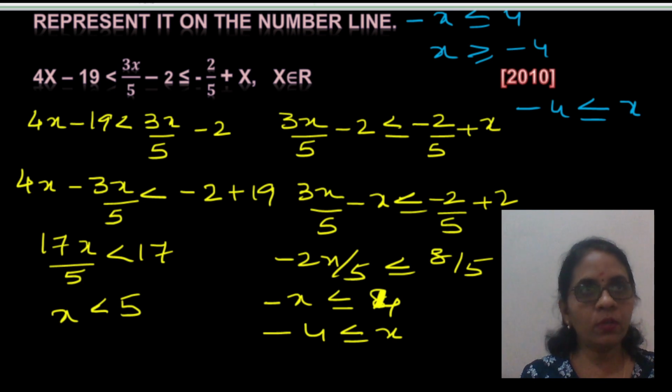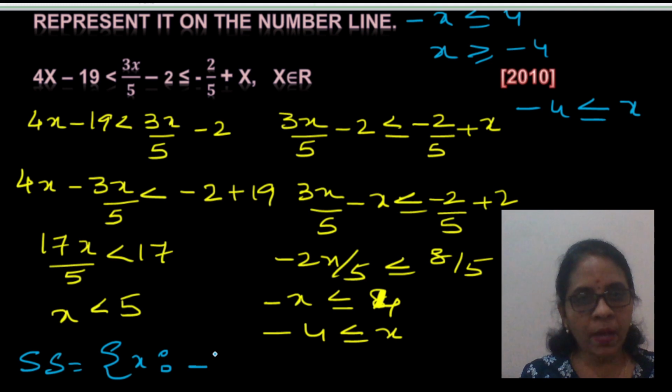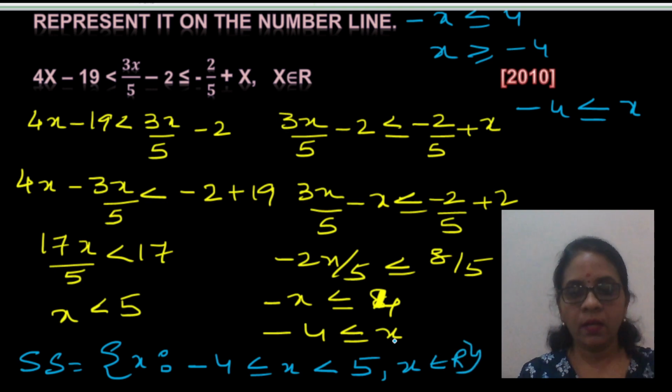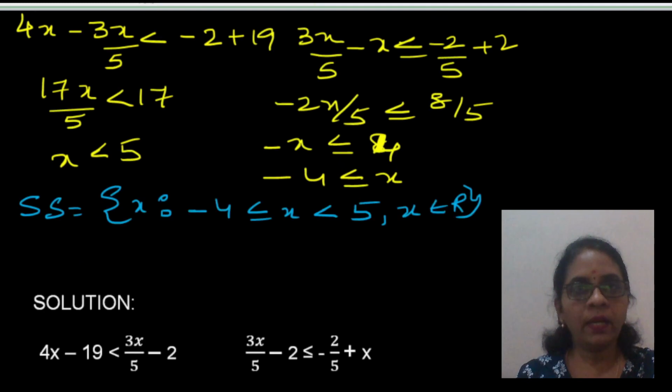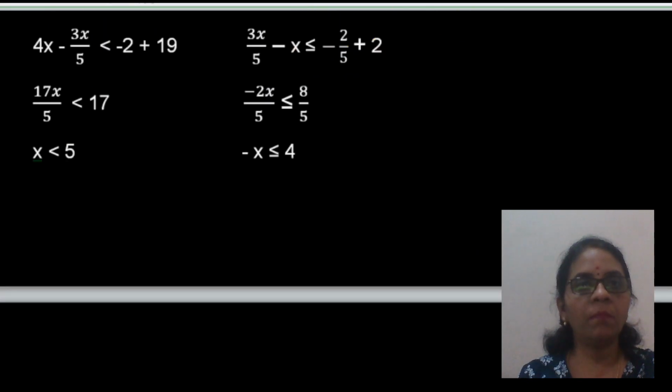So what will be our solution set? Let me select the pen again. So our solution set is SS is equal to x such that minus 4 less than or equal to x less than 5, x belongs to R. X belongs to R. Let's see the solution and plot it on the number line.